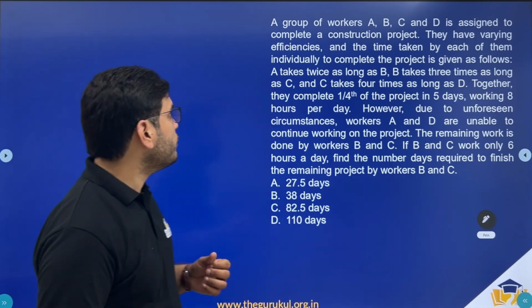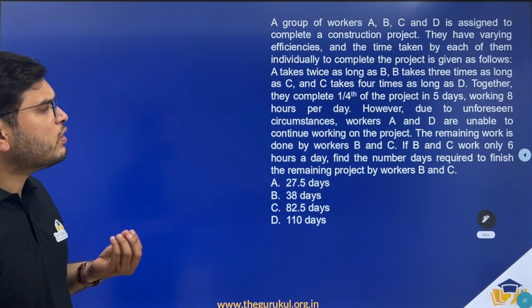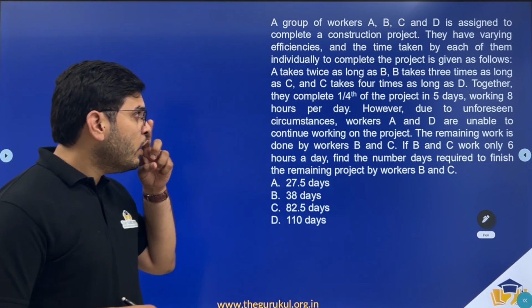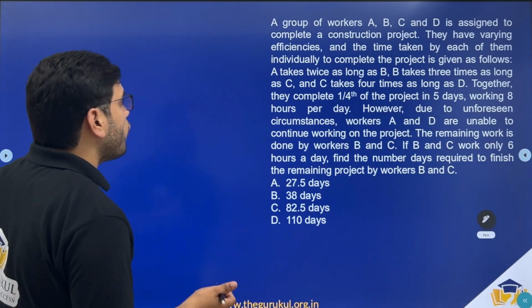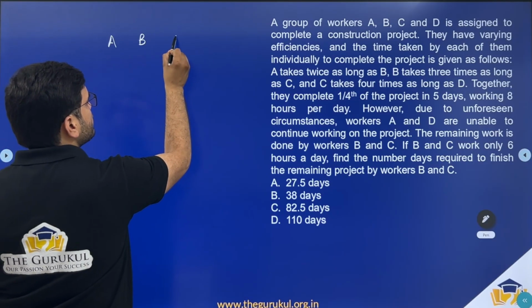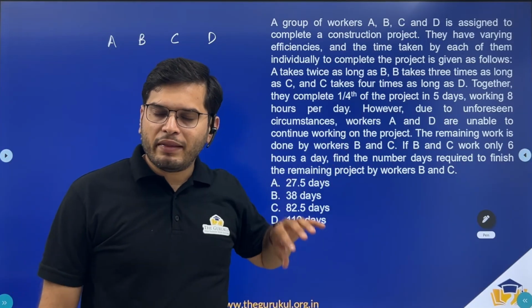Now coming to the second question, a group of workers A, B, C and D is assigned to complete a construction project. They have varying efficiencies and the time taken by each of them individually to complete the project is as follows. A takes twice as long as B. So we have A, B, C and D. A takes twice as long as B to complete the same work.